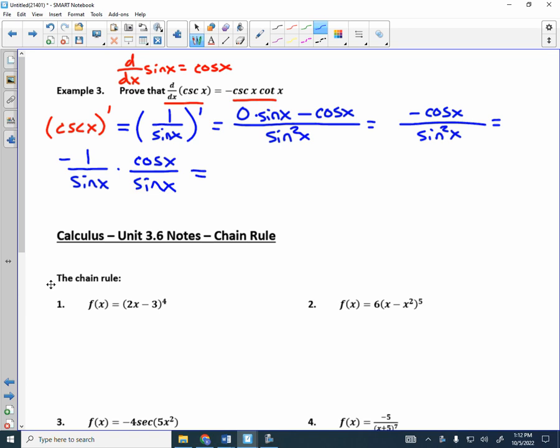We're good? Okay. We're basically ready to end the proof. Can somebody tell me what is negative 1 over sine? Negative cosecant of x times what is cosine over sine? Cotangent of x. So we are done. As you can see, we started with the derivative of cosecant. All the stuff in blue is what we substituted in to make our argument. We ended up with negative cosecant cotangent. The proof is done.